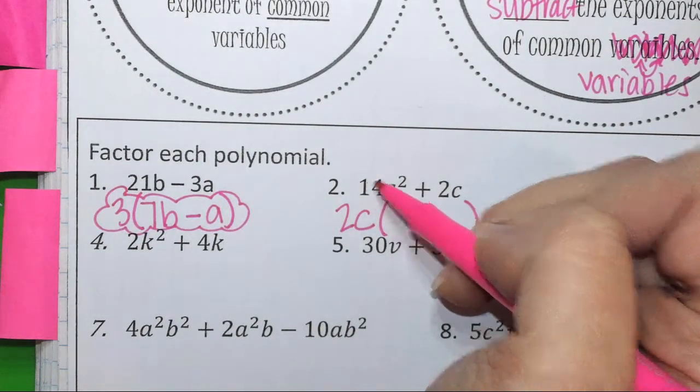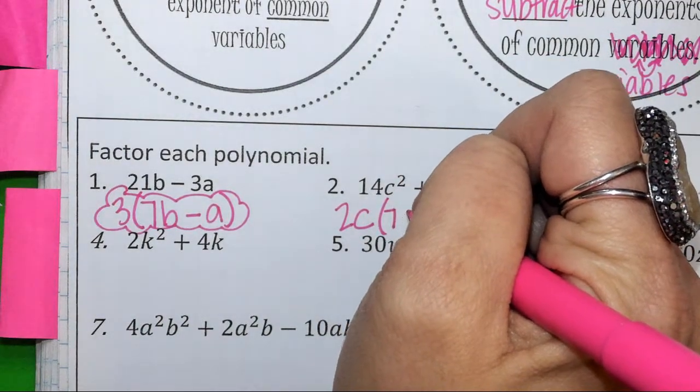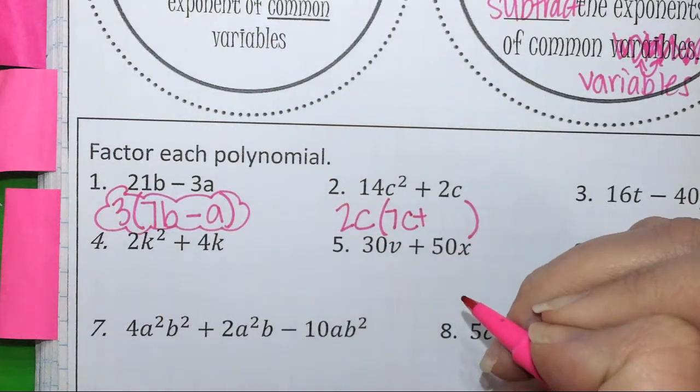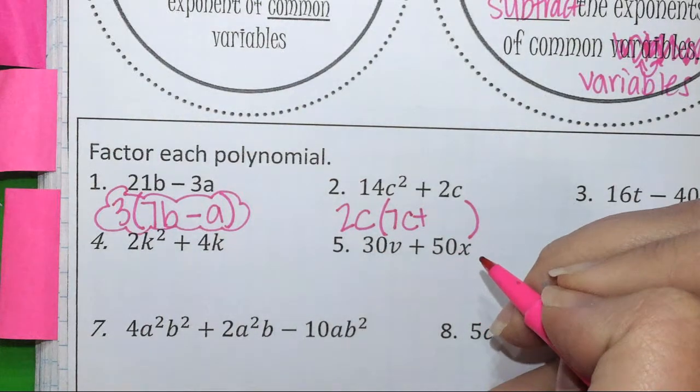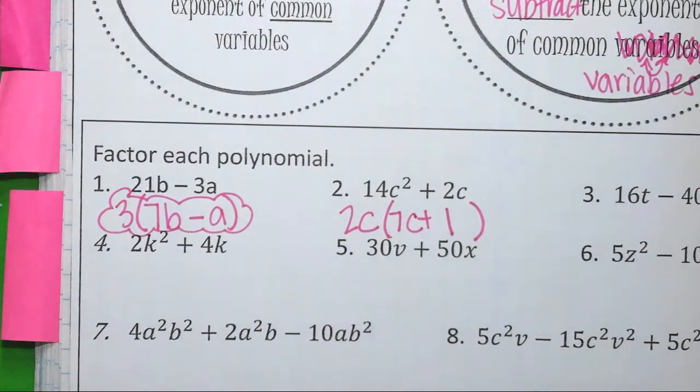All right, what's 14? Okay. And if we have 2 C's and we take out 1, how many are left? 1. Awesome. And then 2C divided by 2C is 1. Please do number 3 without me.